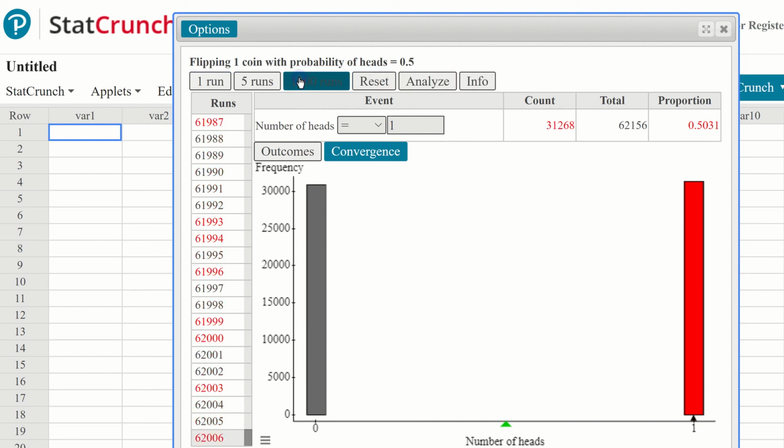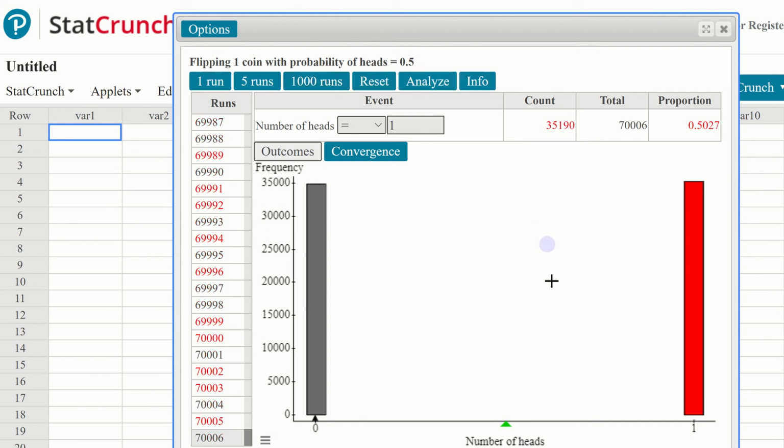And you can run through this, it's quite fun, and you can see how what we expect to be true, in fact, is true. So this is already at 70,006 runs. That's not even all that many.